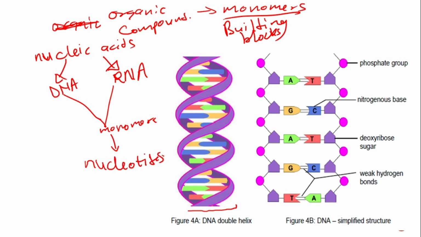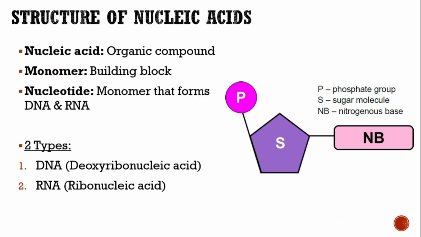So that is basically what we're going to be looking at when we look at the structure of DNA. So nucleic acid is an organic compound. It is made up of building blocks, or monomers, called nucleotides, and these form both RNA and DNA, as they are both nucleic acids. We have already said there's two of them, deoxyribonucleic acid and ribonucleic acid.